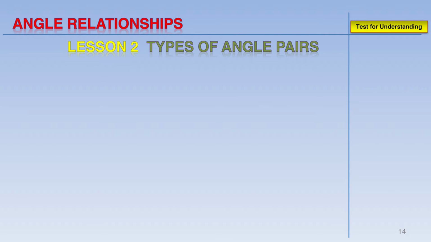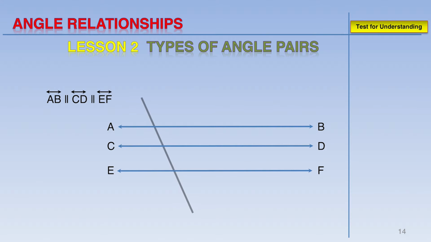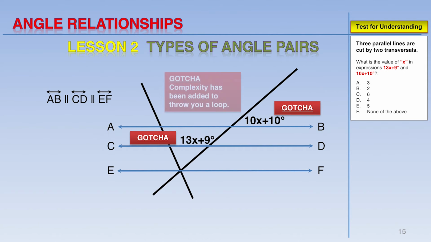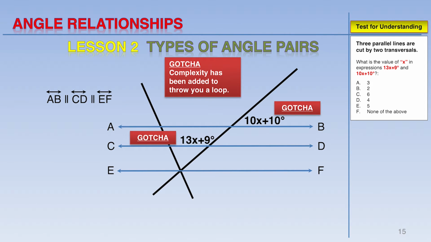Let's test for understanding. Three parallel lines cut by two transversals. A little bit different here. These things here, I call them gotchas, meaning complexity has been added to throw you a loop. Typically, when we're looking at expressions in relationships, we may look at this as being, let's say, x, and this being, let's say, equals, I don't know, 80 degrees. And we know that they're supplementary, so x plus 80 equals 180, and so that's simple to solve.